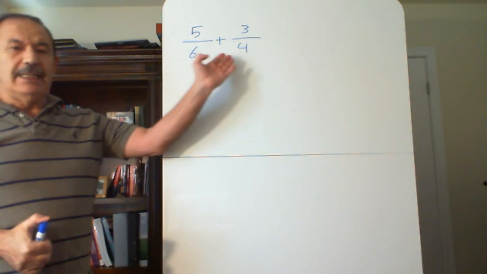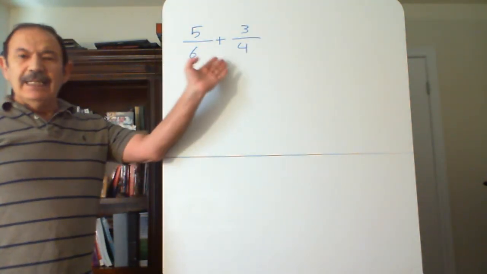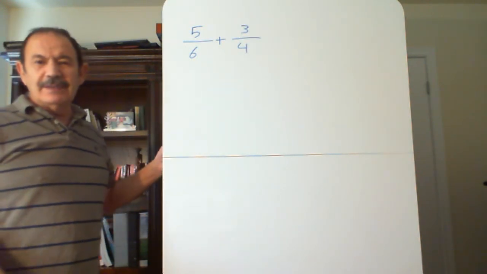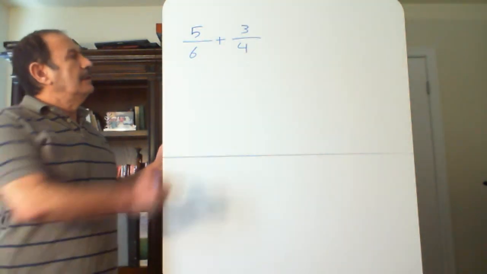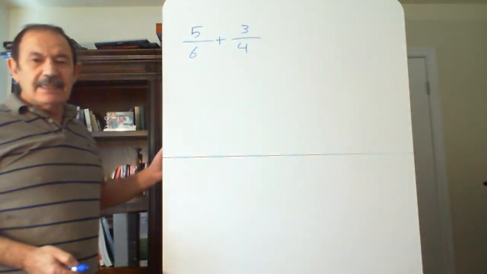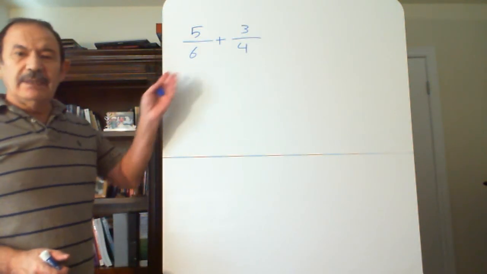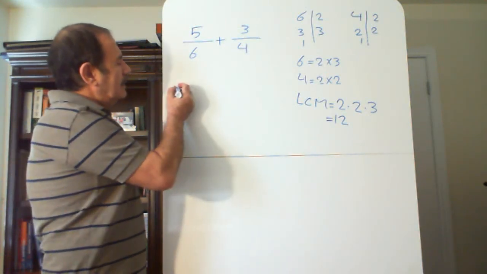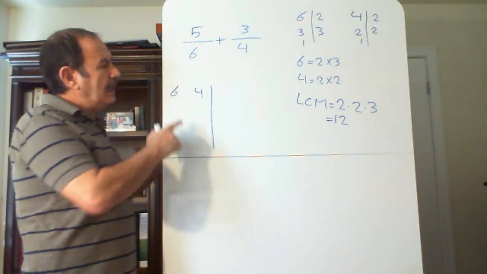If you remember, for adding fractions with different denominators, we should find the LCM, or LCD, the lowest common multiple or lowest common denominator of the denominators, 6 and 4. What is the LCM of 6 and 4? It is 12. If you remember how we can find the LCM, just convert them to prime factors, both at the same time.